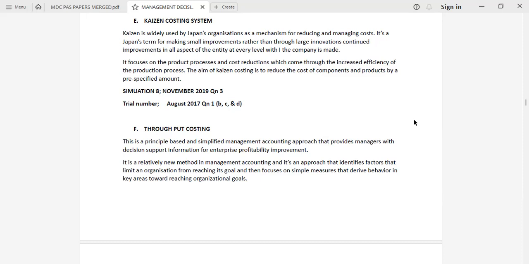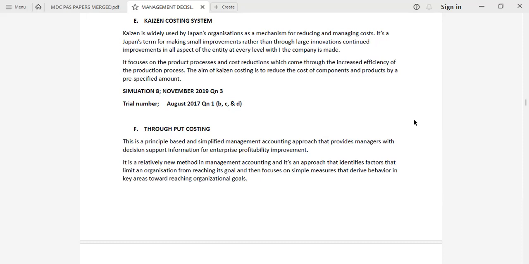It focuses on the production processes and cost reduction, which leads to increased efficiency of the production processes. In other words, it focuses on the production processes to see that the costs are reduced, and at the same time, those production processes are efficiently used.